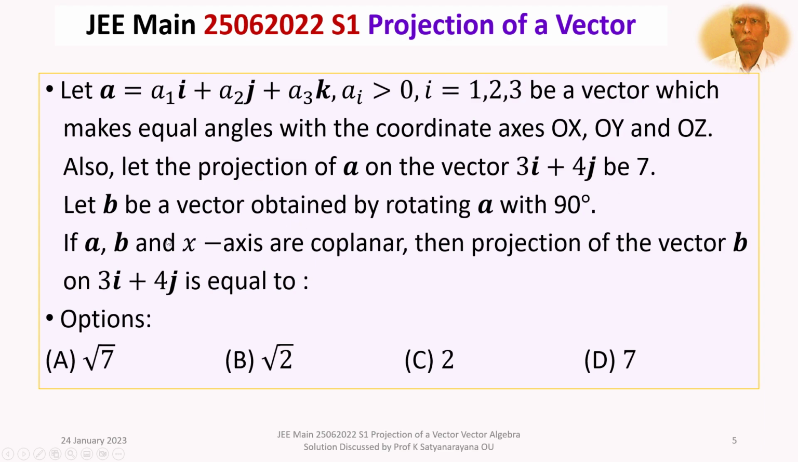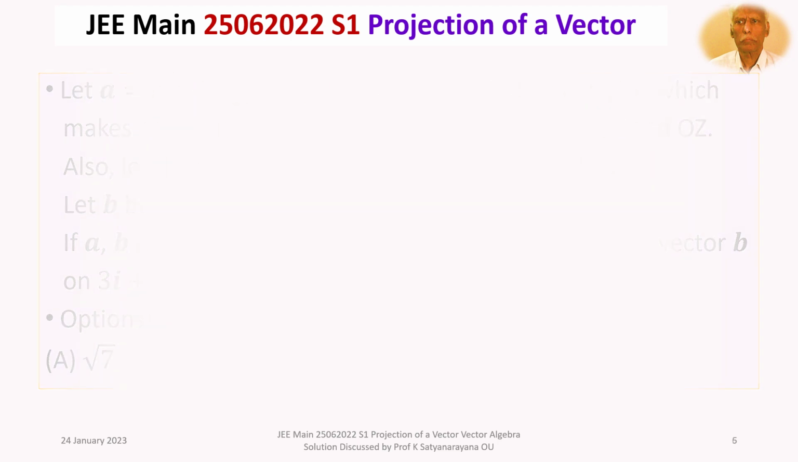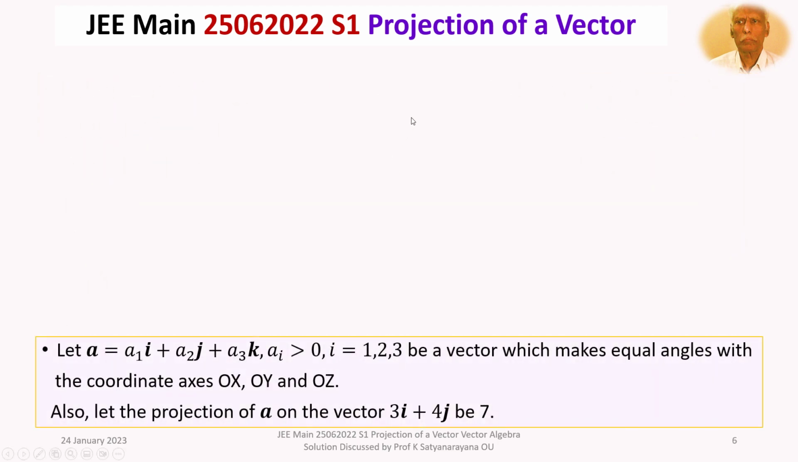We are also given B is a vector which is obtained by rotating this vector A by 90 degrees. If the vector A, vector B and x-axis lie in the same plane, that is, they are coplanar, then we are required to find the projection of the vector B on 3i plus 4j. We now discuss the solution of the problem in detail.